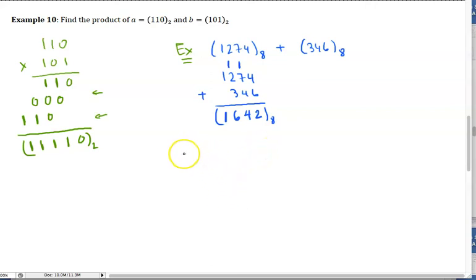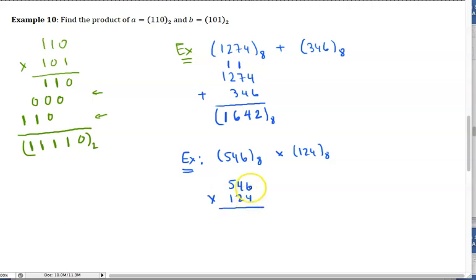All right, let's do a multiplication. Let's say I have 546 base 8 times 124 base 8. So let's have 546 times 124.